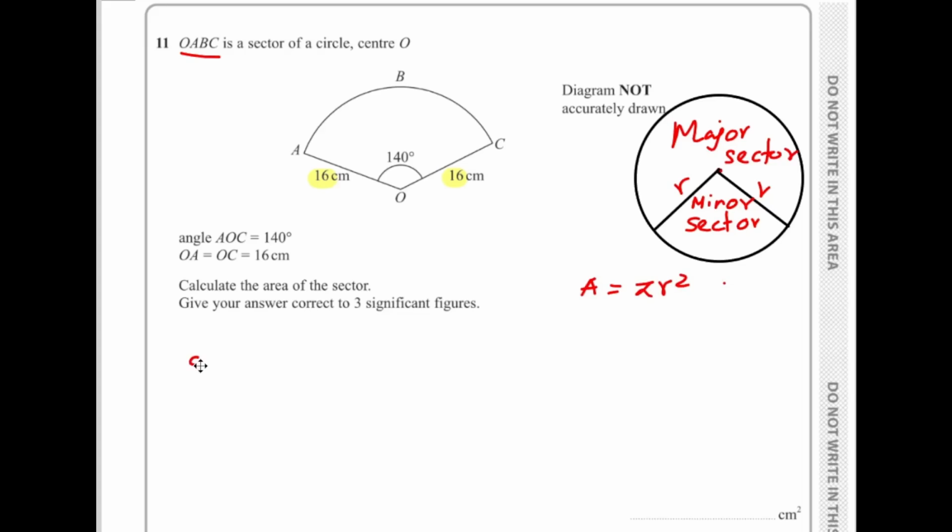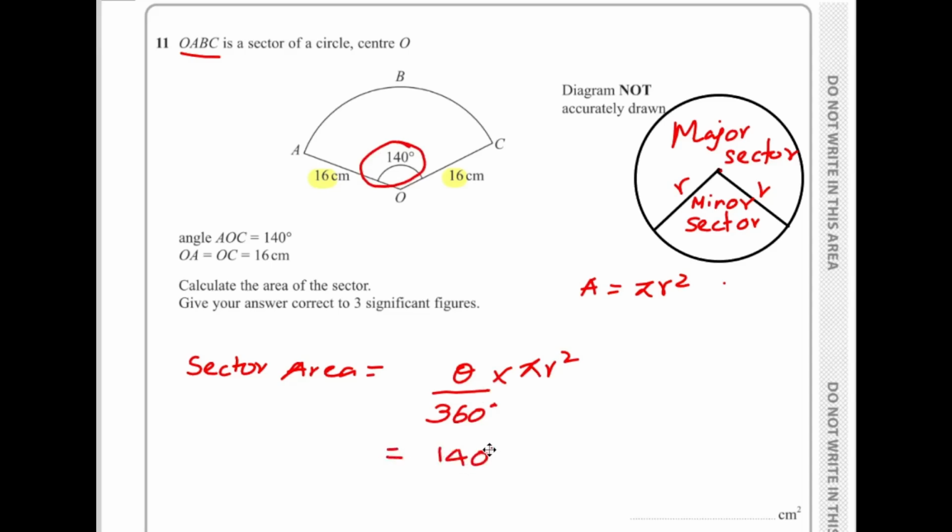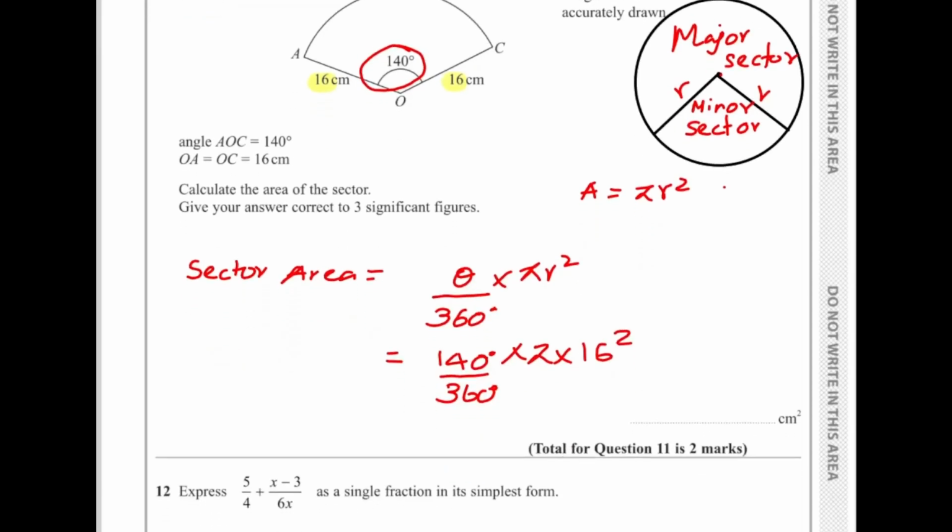Then sector area can be written in this way. This is the way we memorize. First memorize how to get the area of the circle, which is pi r squared. After that, theta over 360 degrees. This theta means this angle. So in this case, the angle is 140 degrees over 360 degrees times pi times 16 squared. Now let's get the calculator and plug in the values.